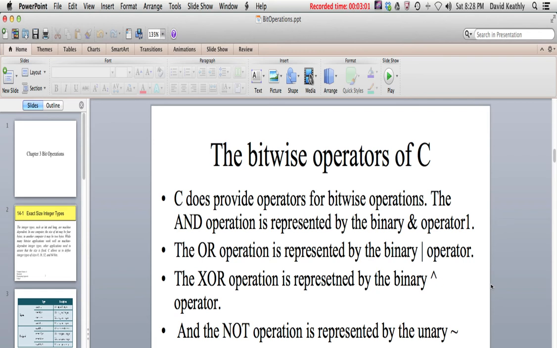It's a variant of the OR, and it's represented by the caret, or sometimes called the hat operator. And then we have the NOT operation, which in the logical world we use the exclamation point. In the bitwise world we use the tilde, or sometimes called the squiggle, operator for those.